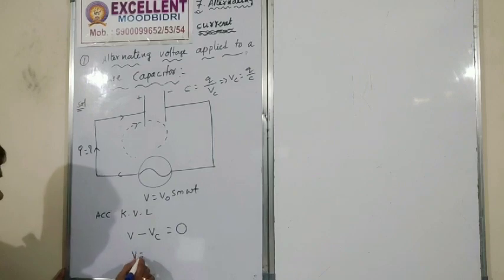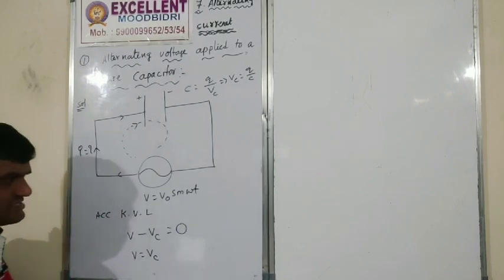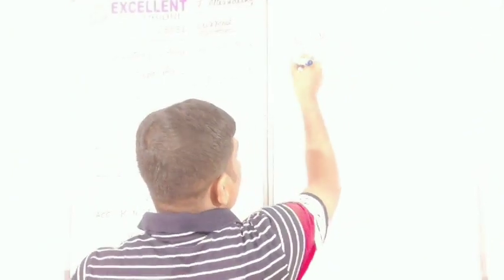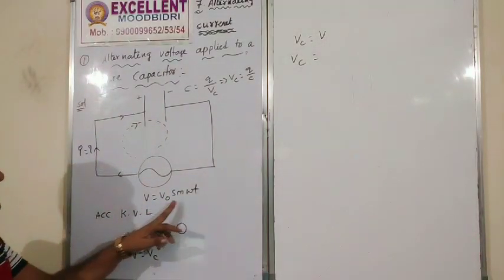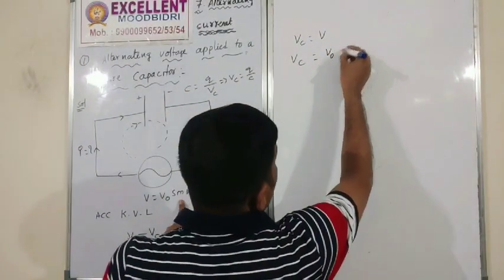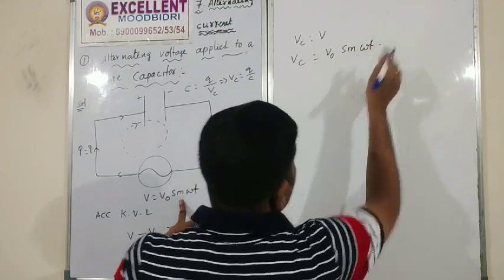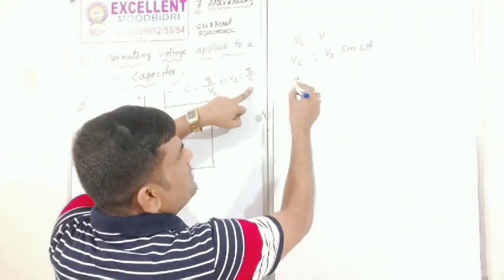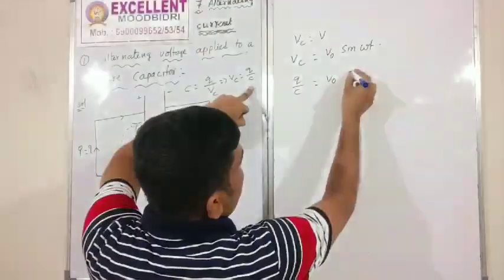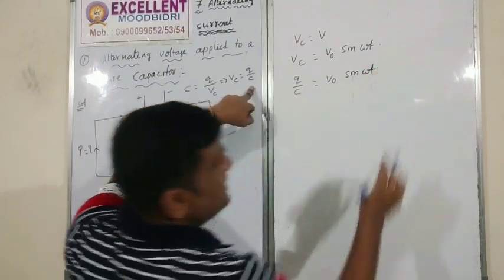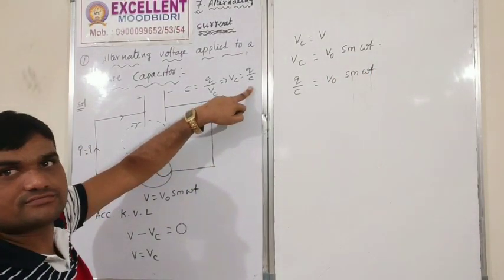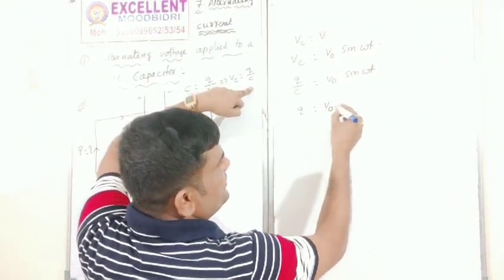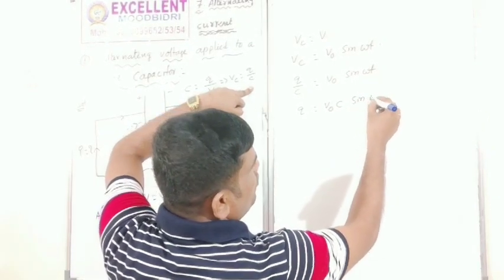Therefore Vc is equal to V, and V is equal to V naught sine omega t. What is Vc? Q by C. So Q by C is equal to V naught into sine omega t. Are you following? Then Q is equal to V naught C sine omega t.